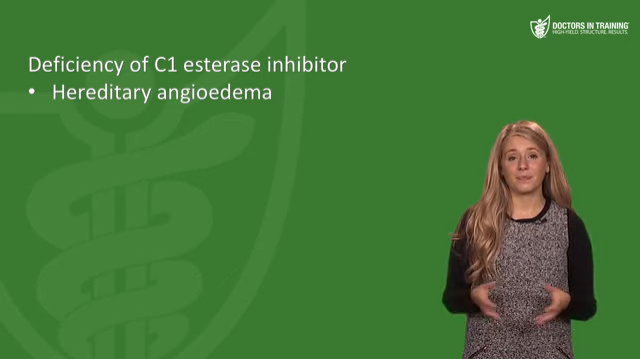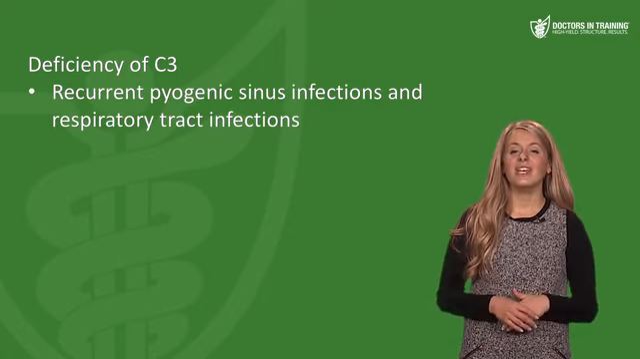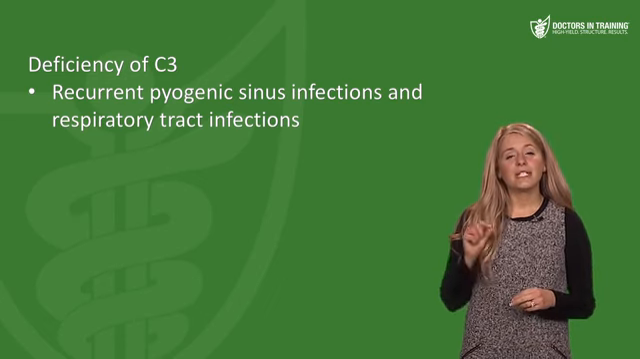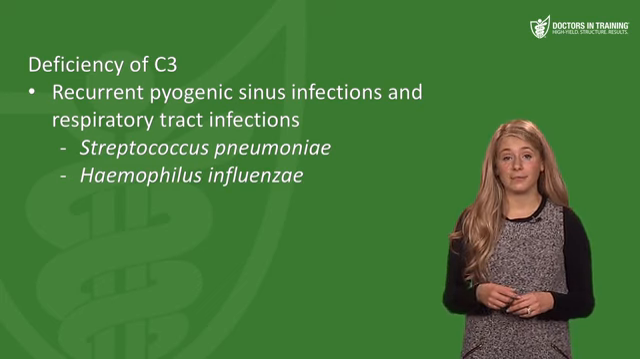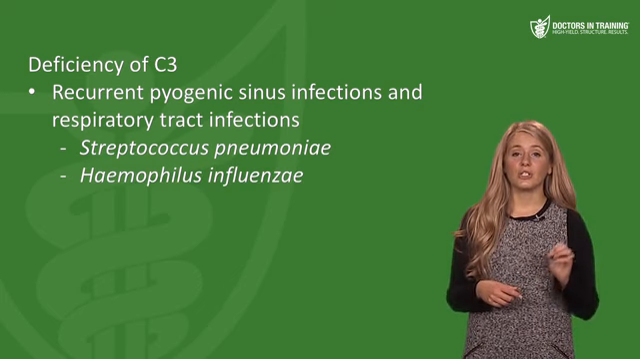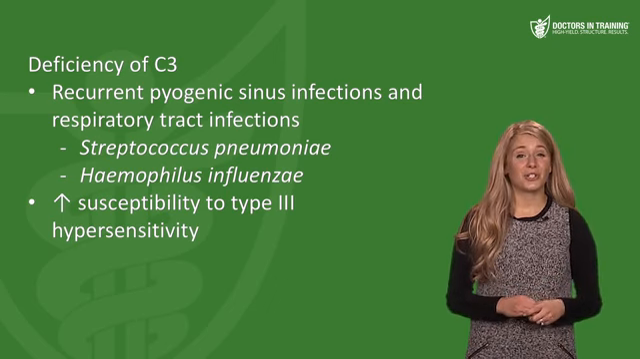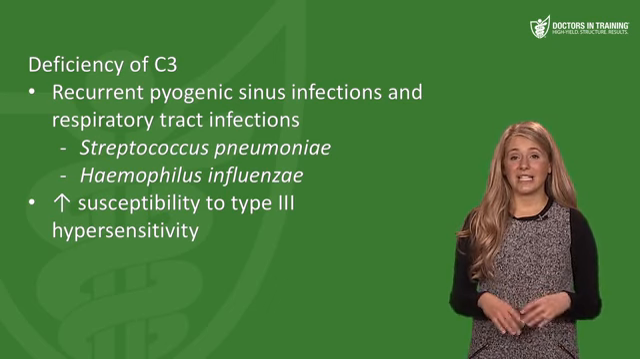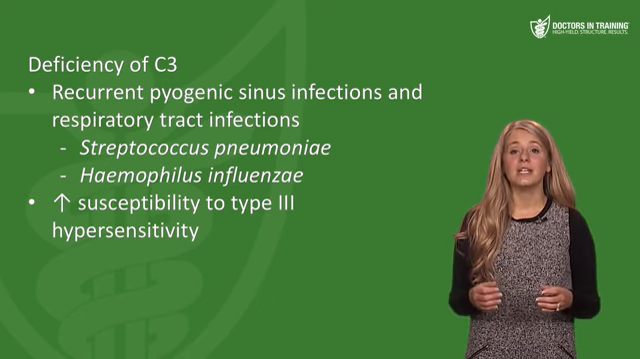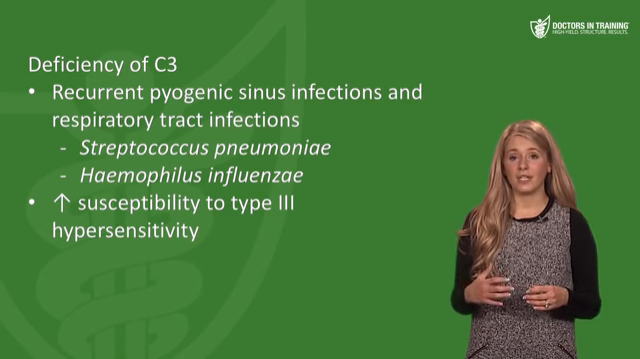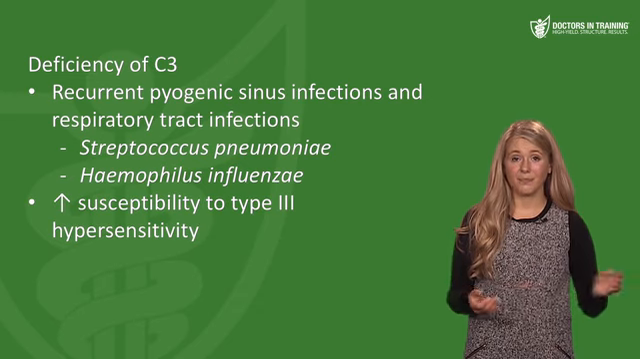Deficiency of C3 leads to recurrent pyogenic sinus infections and respiratory tract infections, specifically those encapsulated bacteria like strep pneumo and Haemophilus influenza. These patients also have increased susceptibility to type 3 hypersensitivity, especially glomerulonephritis. Basically, C3 is needed to opsonize and clear out those antibody-antigen complexes that cause type 3 hypersensitivity. So no C3 means more type 3 hypersensitivity.